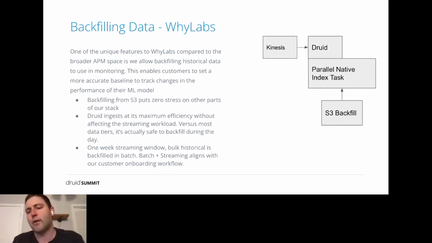I tell it how many CPU cores, but most importantly, it's provisioned capacity that's separate from the rest of my cluster. So no matter if somebody said, "Hey, I want to upload 100 million data points," I would say no problem, because the Kinesis ingestion that's doing all of our streaming is totally unaffected. The queries are unaffected. The parallel native index task can ingest data from S3 at its maximum efficiency without putting any stress on other parts of the system. So it's actually safe to do large backfills during work hours.